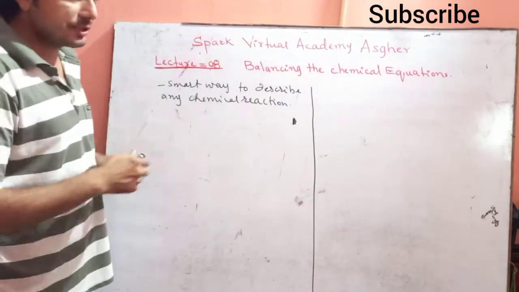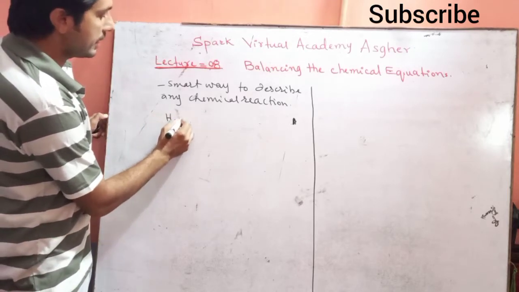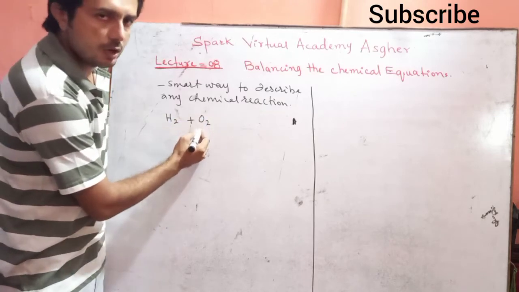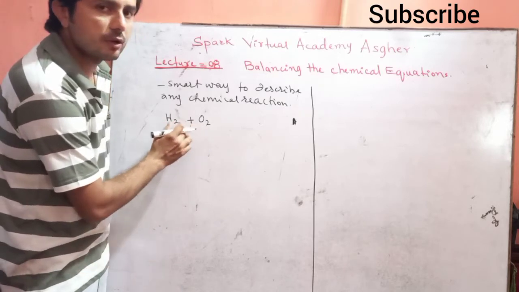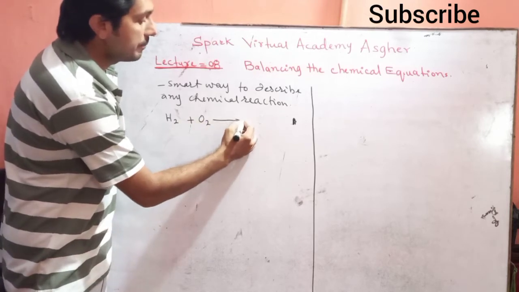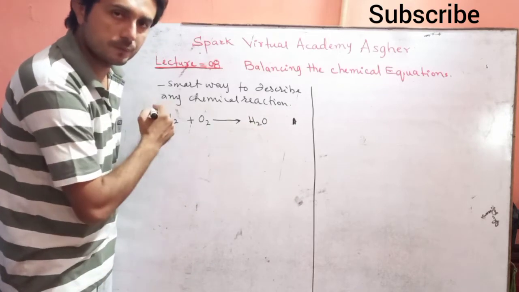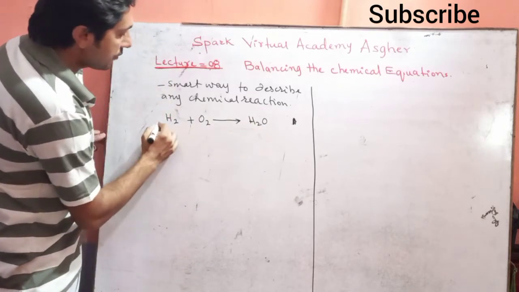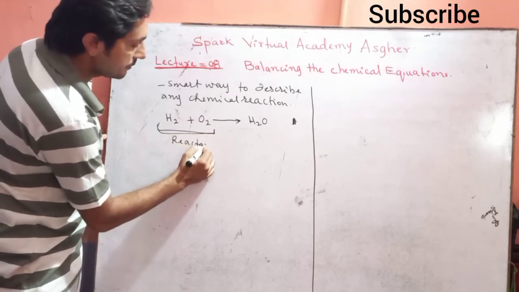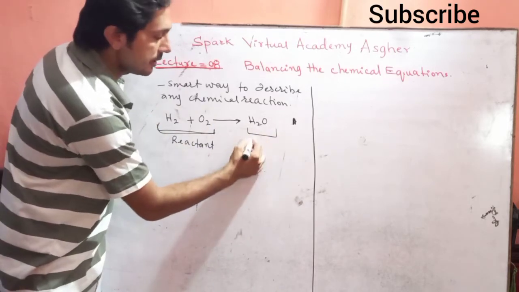Okay, so let's take an example of two molecules there. For example, if we have hydrogen and then we have oxygen, that is H2 and that is O2. Since they both are gases, they always exist in the diatomic form. So when they both react, then water is formed, that is H2O. So the left side of this equation is known as the reactant side, okay, and the right hand side is known as the product side.